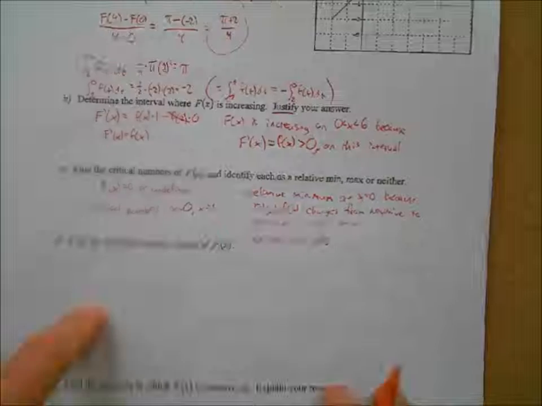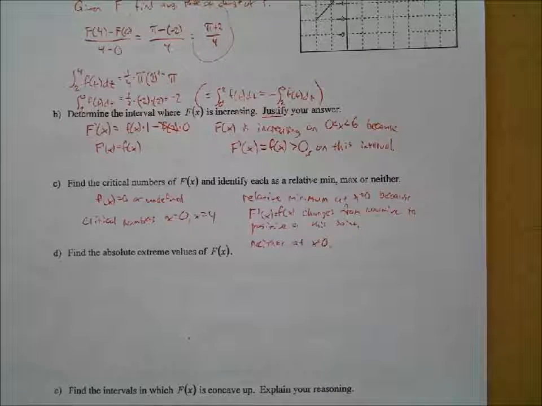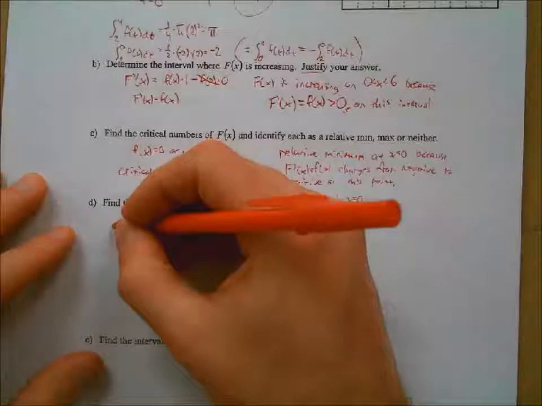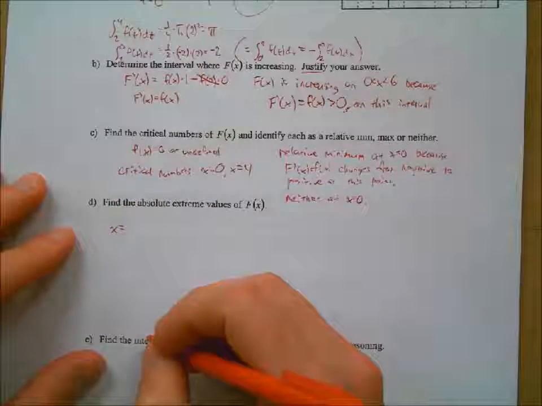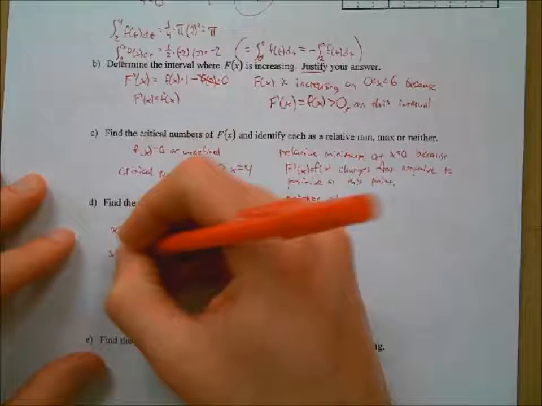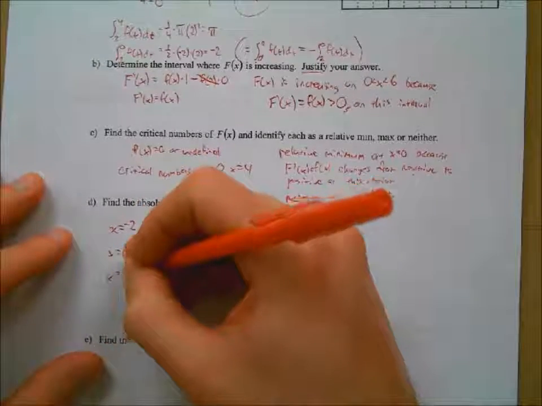Letter D, find the absolute extreme values of capital F of x. All right, so now since we're trying to find the absolute extreme values, that means absolute max, absolute min, what do we need to consider? The endpoints and the critical points, right? And so we've got our candidates here. So we have x equals -2, x equals 0, x equals 4, and x equals 6.